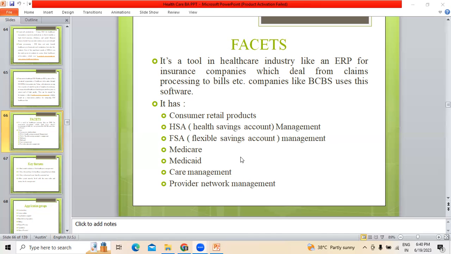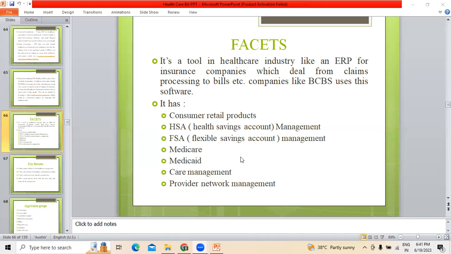So when the payers, the insurance companies, or Medicare or Medicaid CMS people, whoever is using this software, it will have all the details about the consumer retail products. Of course, that depends on the kind of products those organizations follow, so that sort of customization in reference to consumer retail products has to be updated. That is point number one.